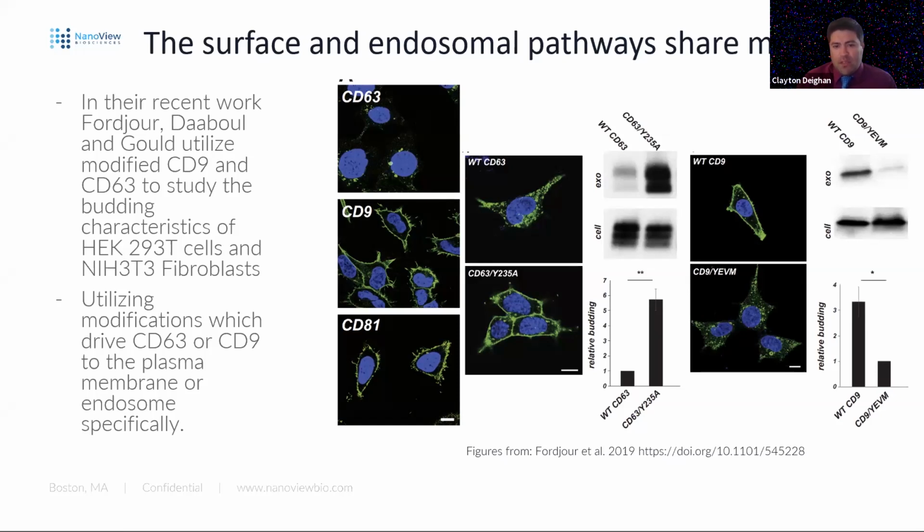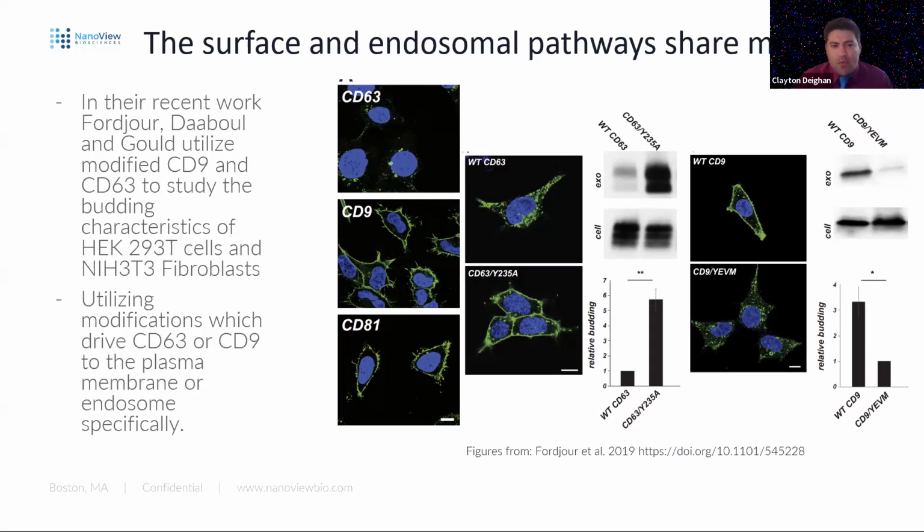So the first column of images here shows native display at the cellular level of these common EV proteins. And we can see in the top image, CD63 clearly localized in the intracellular compartments. It's not heavily displayed at the surface, as compared to CD9 and 81, which are inside the cell. They're in the endosomal compartment, but they're strongly displayed at the cell boundaries.